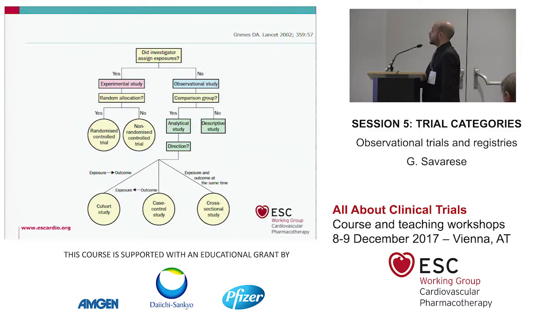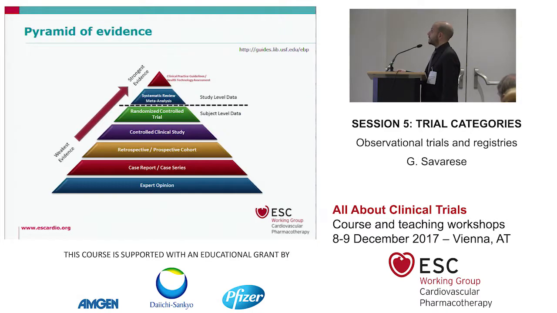There are three different types of analytical studies. We have cohort studies in which the investigation proceeds from exposure to outcome, case control studies in which the investigation proceeds from the outcome to the exposure, and we have cross-sectional studies in which the study proceeds independently from the follow-up. We will explain this.